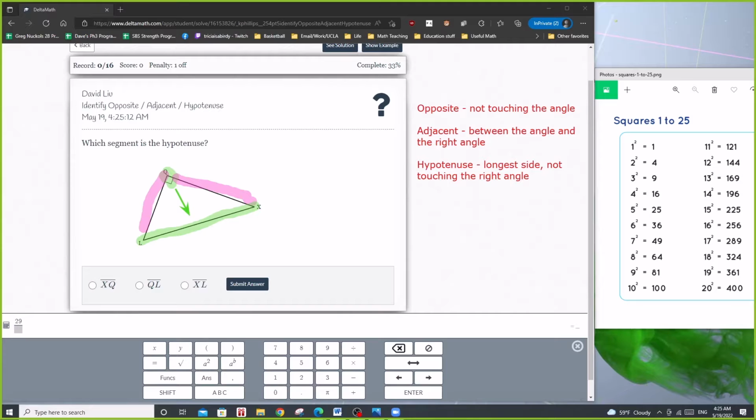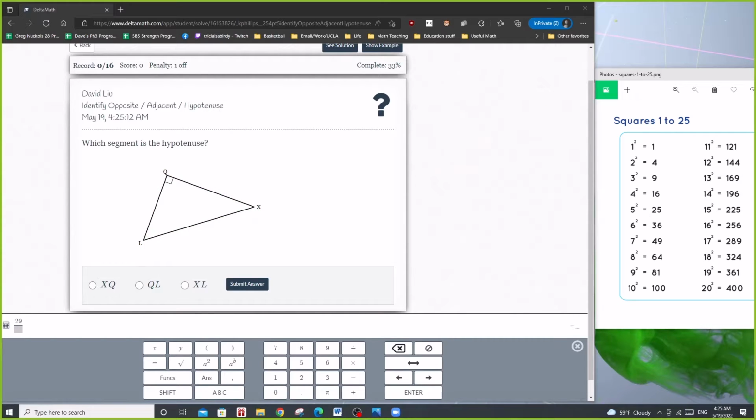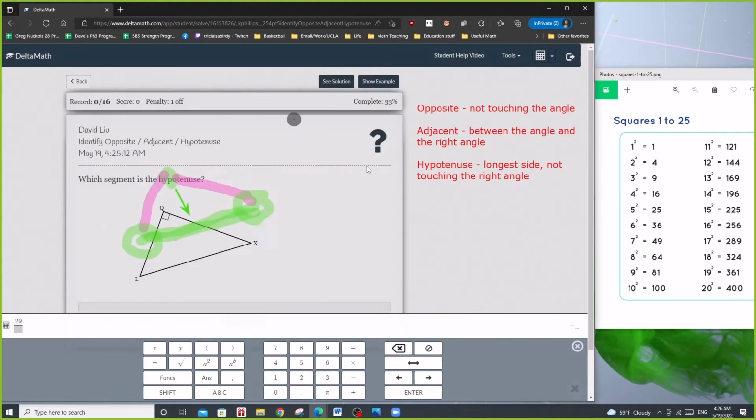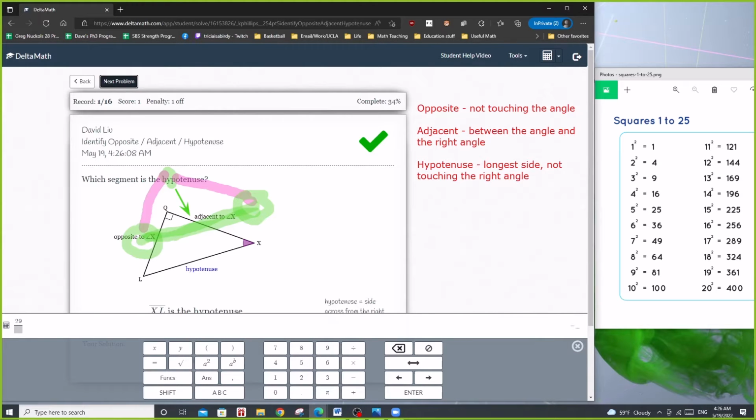Okay? So the two letters are L and X that make up this green part. So our answer is LX, okay? Or XL. So you can see it one more time. Let's submit it. Okay, let's continue.